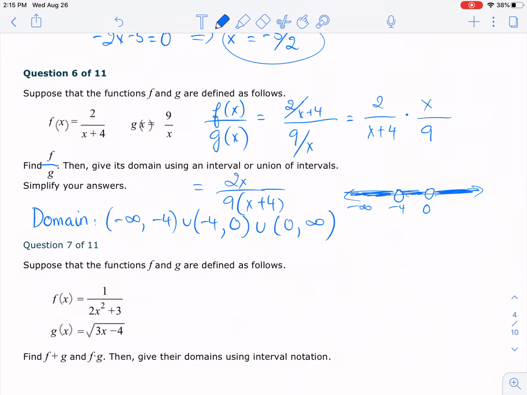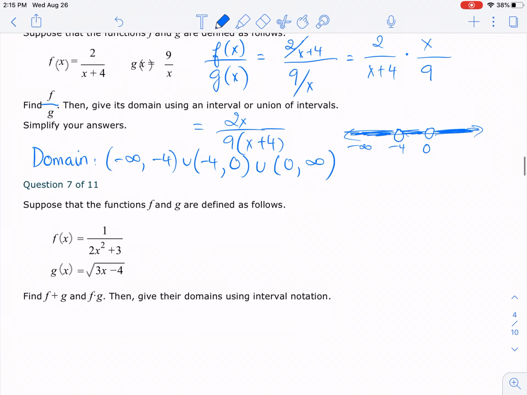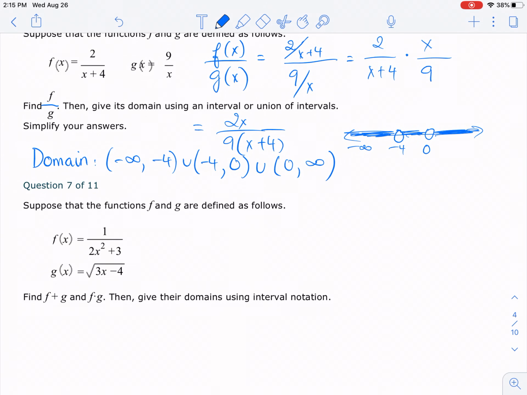Okay, moving on to number 7. So number 7, we have two different functions, and again, we're going to find the addition and the multiplication. So addition, we just simply add, right?